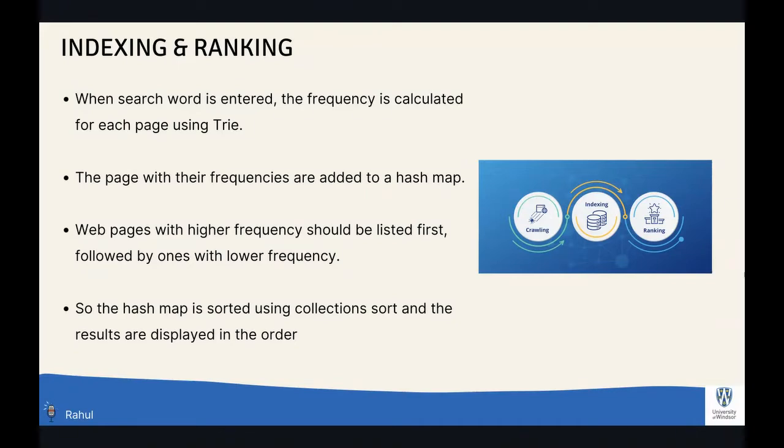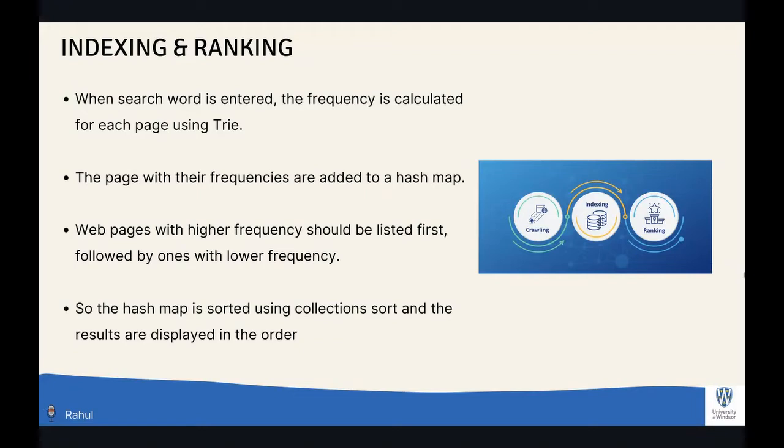So here, when the search word is entered by the user, the frequency of that word is calculated for each page for the entered word using trie. And in order to understand what the page is about, search engines analyze the words that appear on it and then build a map of that data, which is known as a semantic map, which is basically a relationship between the concepts of a web page. So each page with the frequencies is then added to a hash map. So this hash map acts as a kind of indexing database.